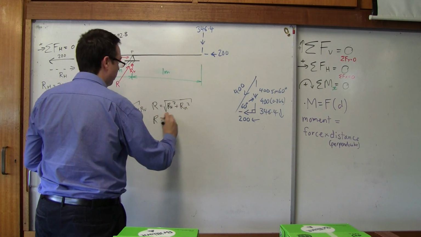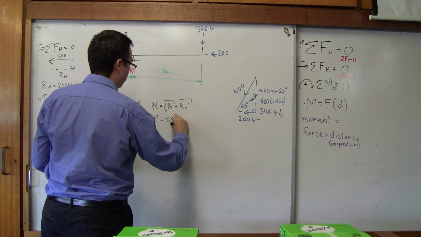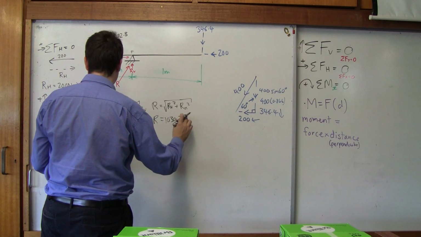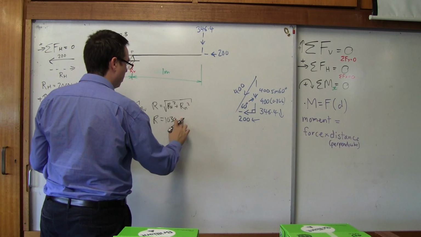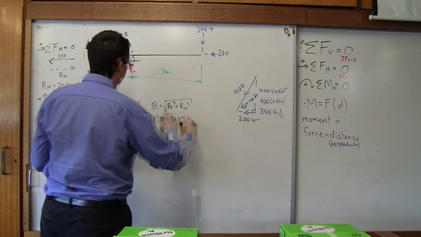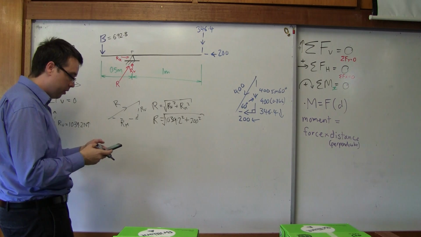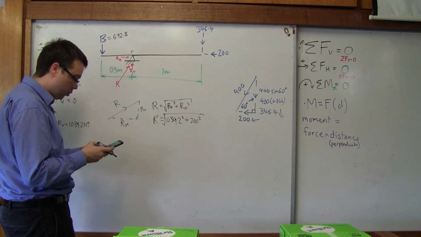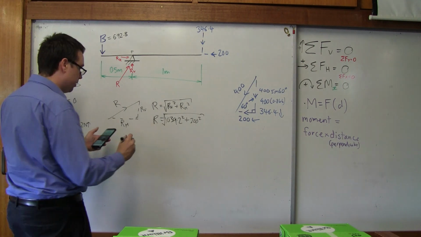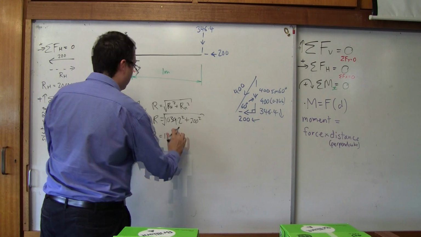R equals. Okay, vertical was 1039.2 squared. And the horizontal was 200 squared. Okay, so I've got this answer ready to go. I'm going to square it. I'm going to plus 200 squared. And then I'm going to take the square root of all that. And I'm going to get my answer R equals 1058.3. Does that make sense?